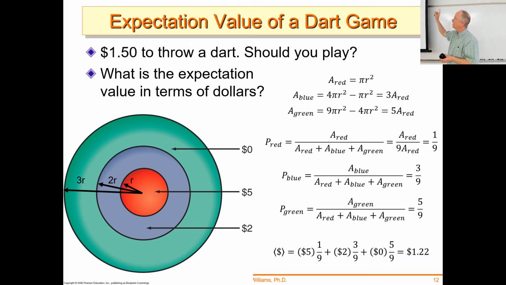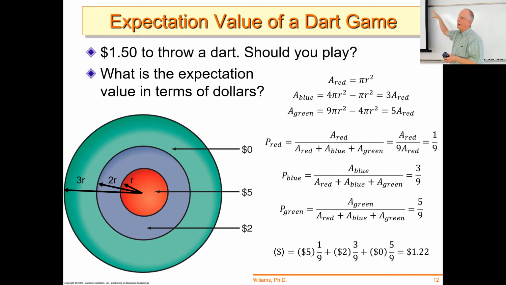And then again, the 9 pi r squared is the total area of the green, but we have to subtract the area of the blue, which contains the red. So we subtract 4 pi r squared for that, and it's 5 times the area of the red is the green. So all of these essentially are based on the area of the red. So what's the probability of hitting that red? It's the area of the red over the area of the red plus the blue plus the green. All possible events. Like I said, you're good enough to get it on the dartboard at least. So we're not talking about a total miss.